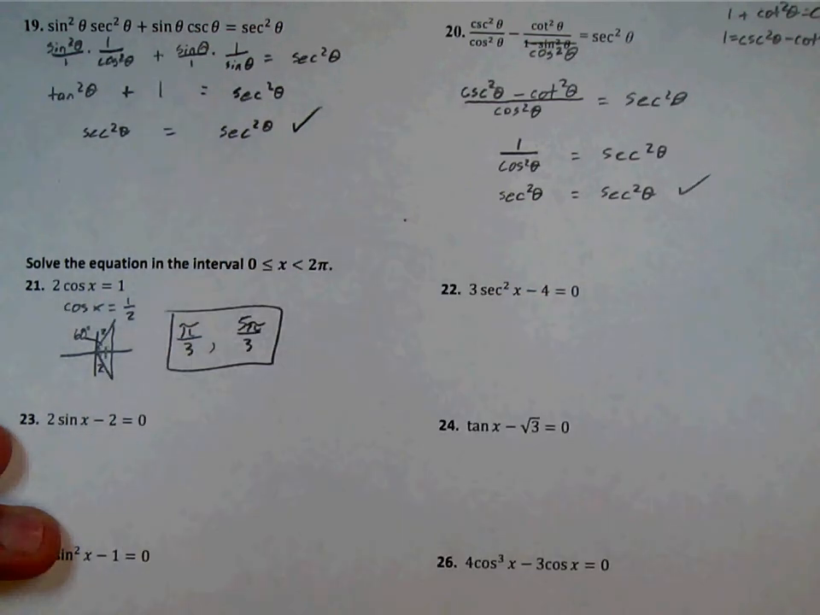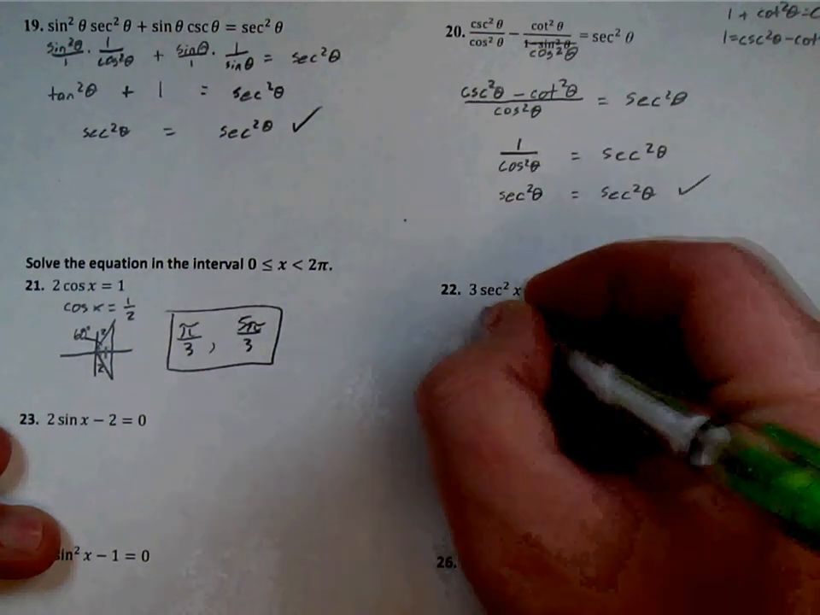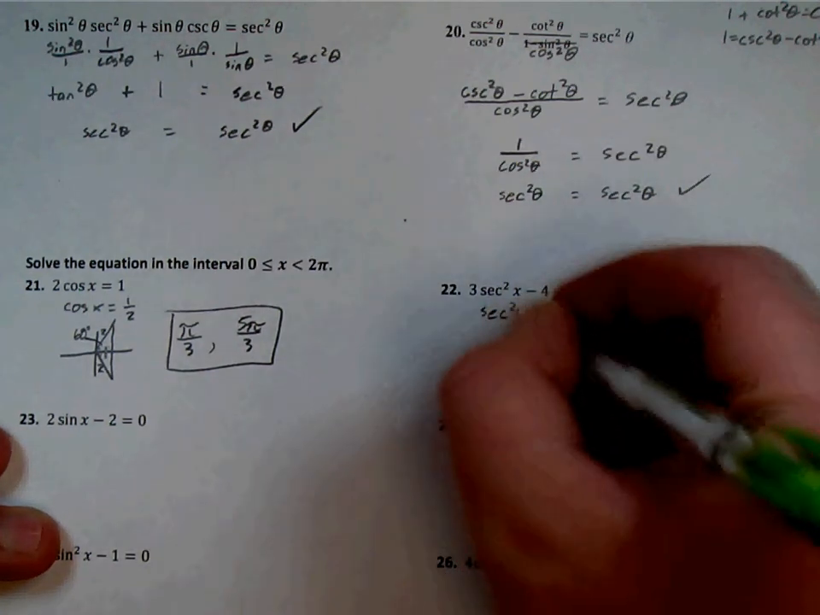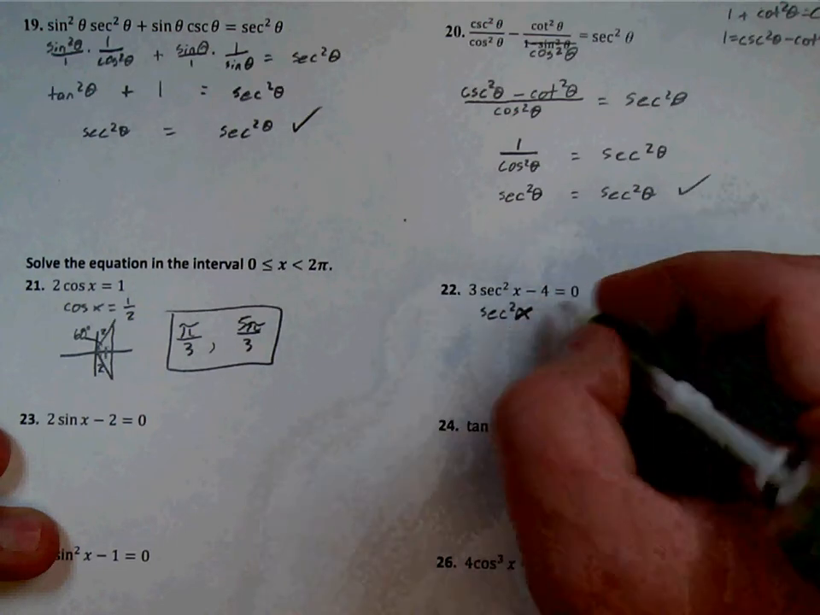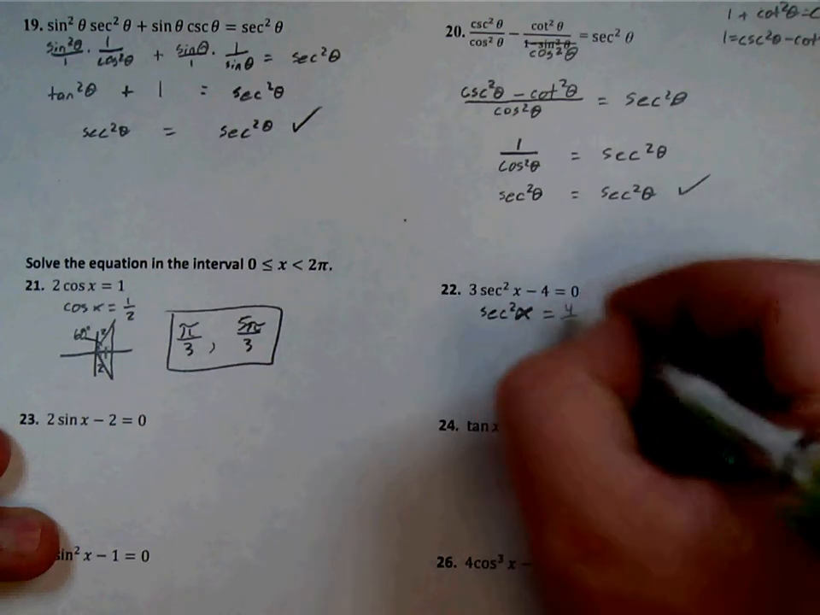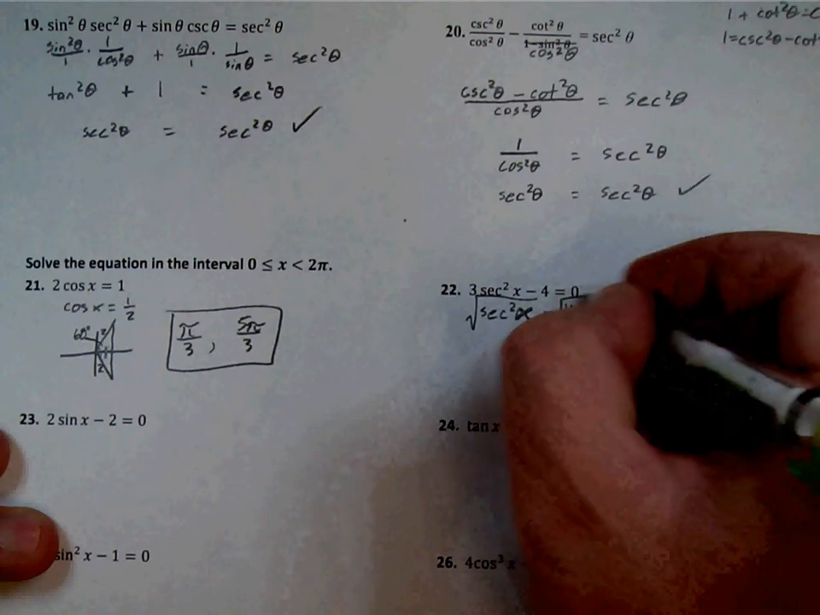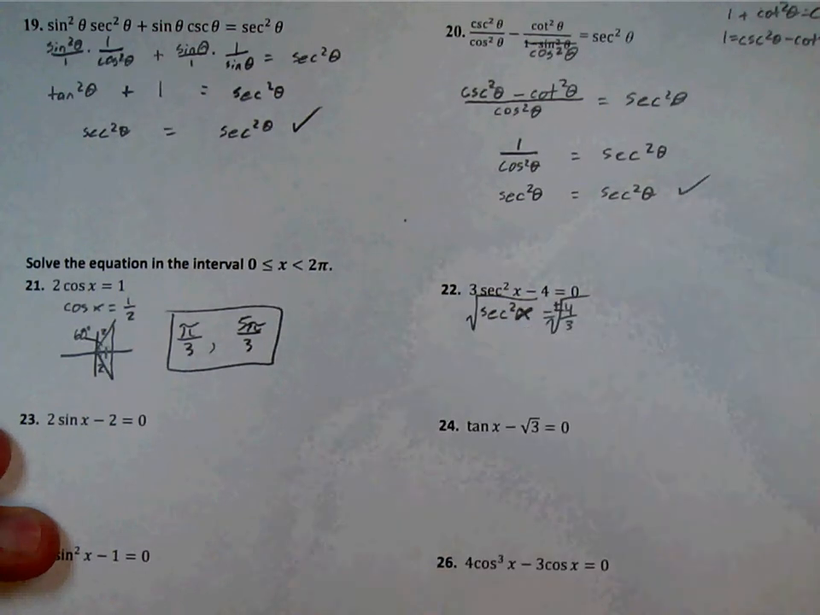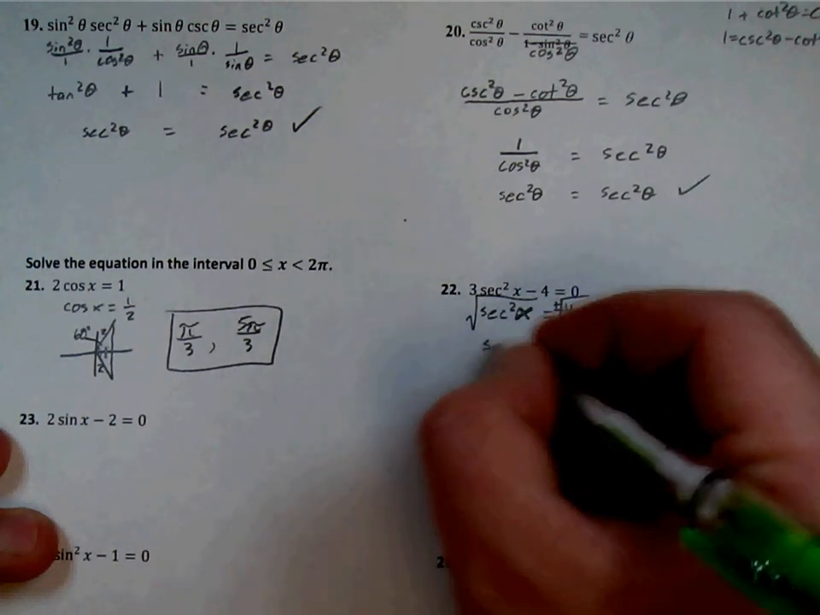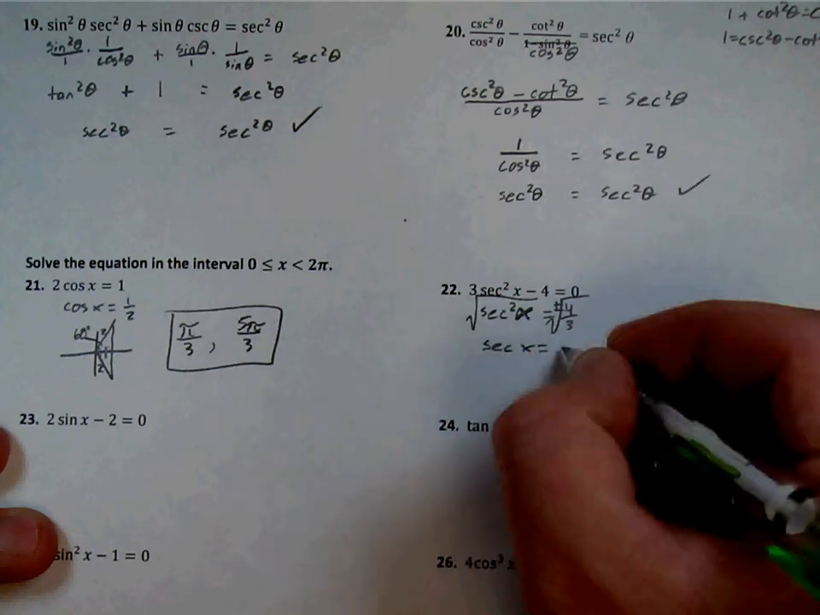So pi over 3 and 5 pi over 3 are my answers. Number 22, I need to add 4 and then divide by 3. Secant squared of x is equal to 4/3. It's squared, so I'm going to square root it, and I have to do plus minus when that happens, which tells me it'll be all 4 quadrants. So that plus minus is important.